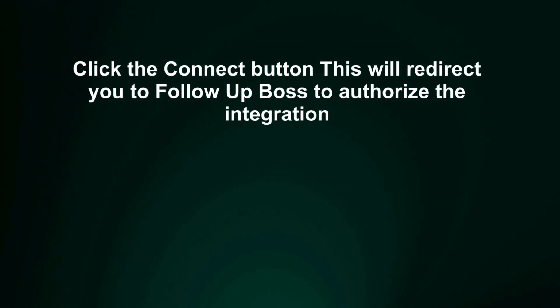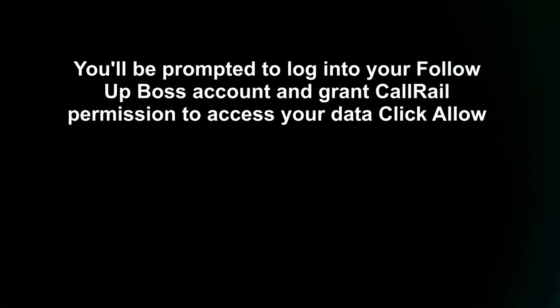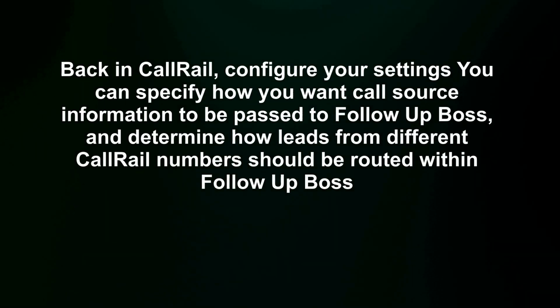Click the Connect button. This will redirect you to Follow Up Boss to authorize the integration. You'll be prompted to log into your Follow Up Boss account and grant Callrail permission to access your data. Click Allow. Back in Callrail, configure your settings.